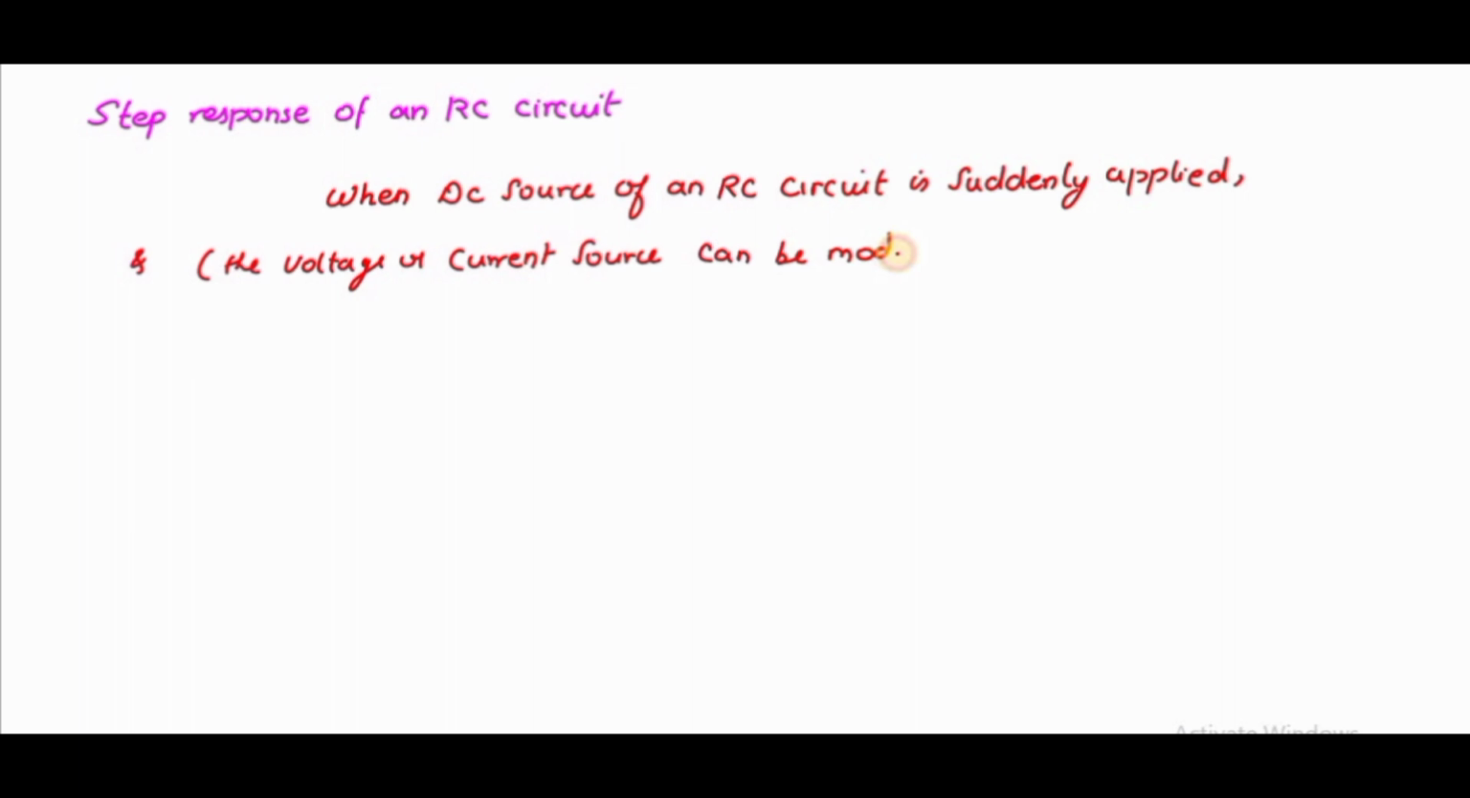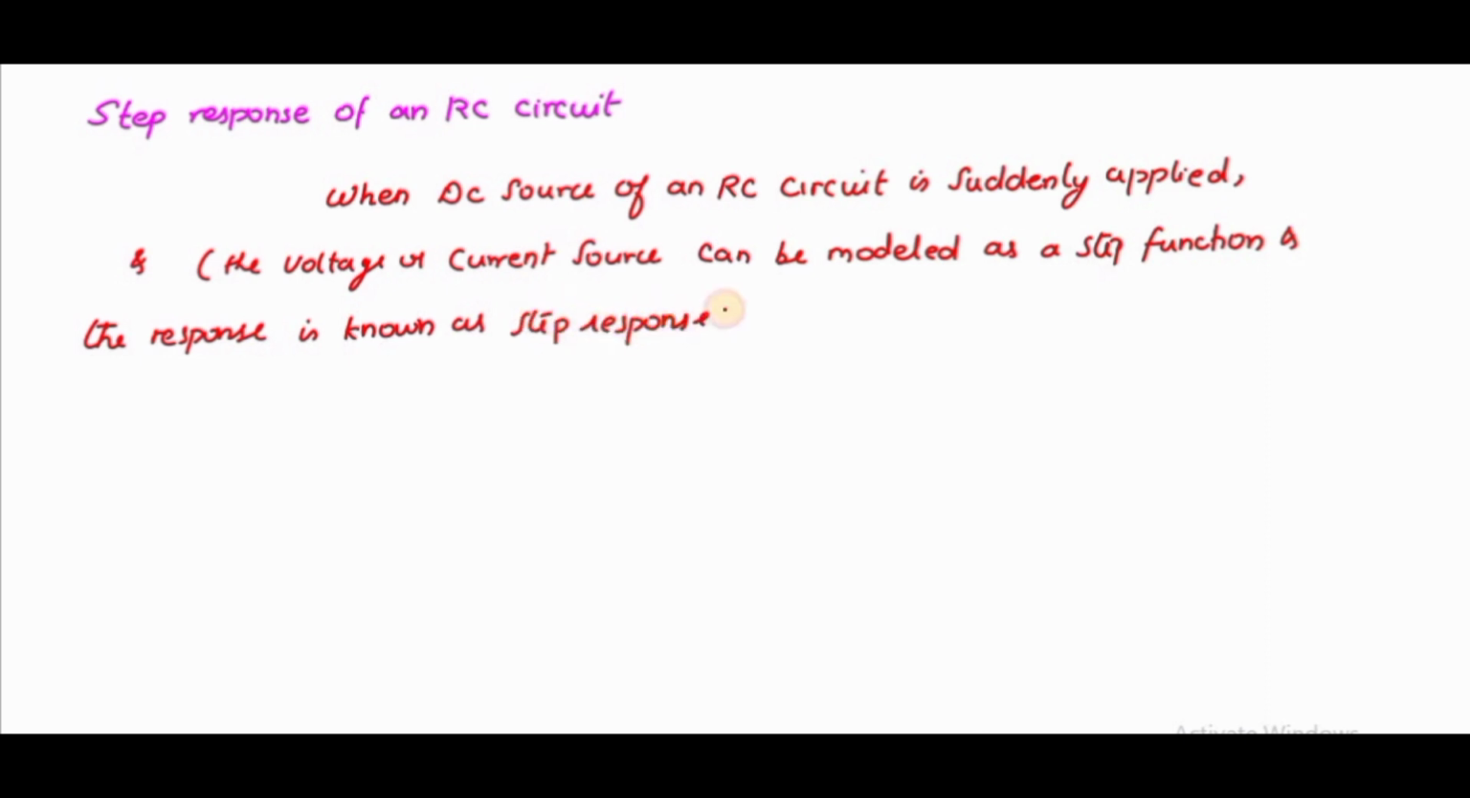Whenever the DC source of an RC circuit is suddenly applied, it may be either a voltage source or a current source, and it can be modeled as a step function. Whenever t is greater than 0, it will be constant, and the response is known as the step response. So the input is a step function, either voltage source or current source, and the response is known as a step response.